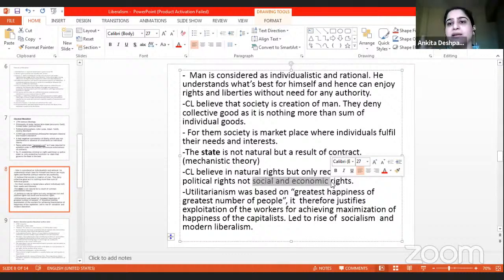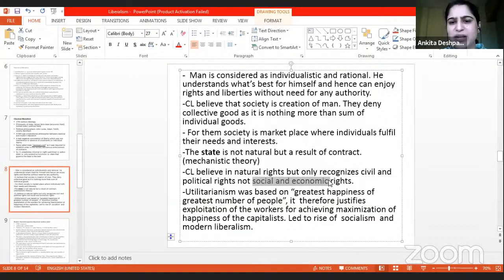So the state is a limited state. Only protection has to be done by the state. Only defense functions have to be done by the state. Nothing more than that. Do not interfere. That's why laissez-faire means leave alone the economic activities of the people. All right. So social and economic rights cannot be given because social and economic rights mean equality. Society, all the people, rich and poor, should be treated equally. Same social rights. That goes completely against the concept of classical liberalism.